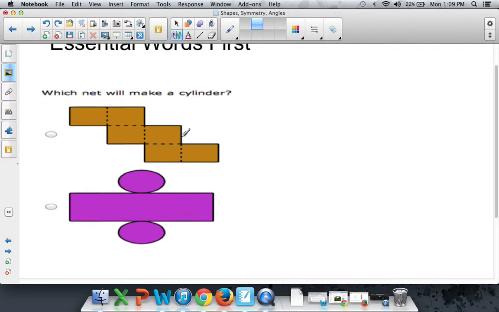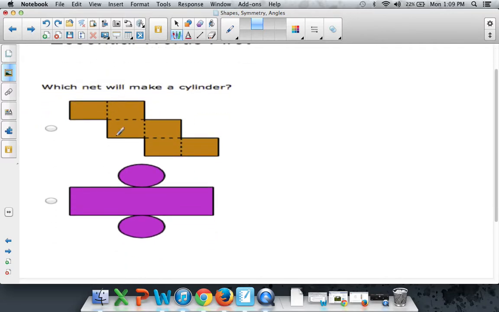Quick! Which net, and a net is like an unfolded shape, will make a cylinder? Recall what a cylinder is. A cylinder has a rectangle body, but a circular top and bottom. So which one of these will have a rectangle body, but a circular top and bottom? Ding, ding, ding! That's a cylinder.